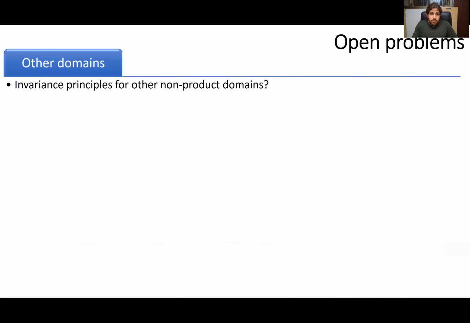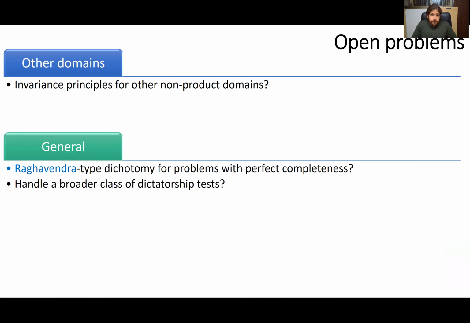So let me conclude this talk with some open problems. The first kind of general question is, can we prove invariance principles for other non-product domains? In this work, we show that symmetry really helps, but maybe other features of the domain can also be used to derive invariance principles. Secondly, in the paper, we show a more general result that transfers a dictatorship test to a hardness result, but we are only able to work with a certain class of dictatorship tests. So it would be very nice to extend that class to perhaps facilitate a future Raghavendra-type theorem for problems with perfect completeness.